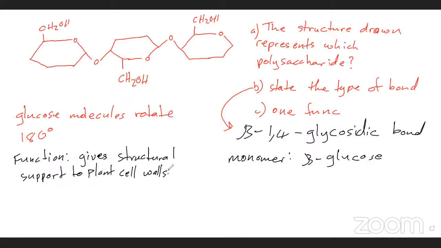Right, so to identify the type of bond, you can tell the function, a little description, the monomer. All right. So let's do this again with the next polymer.